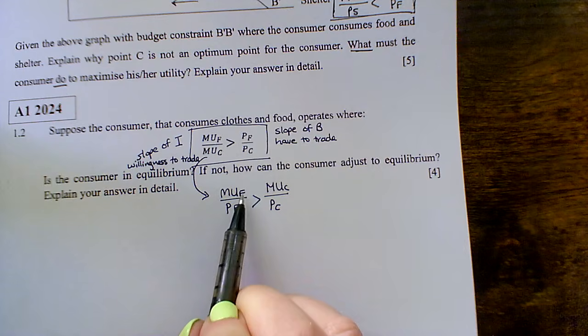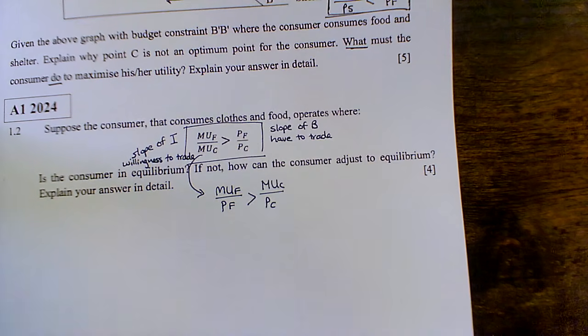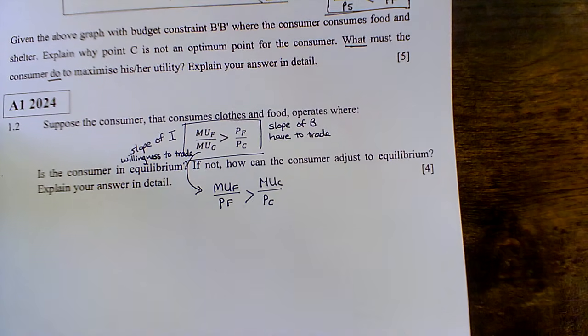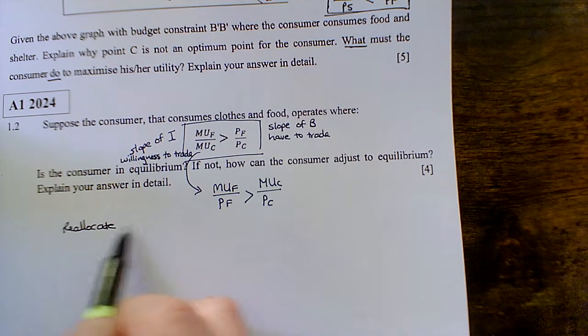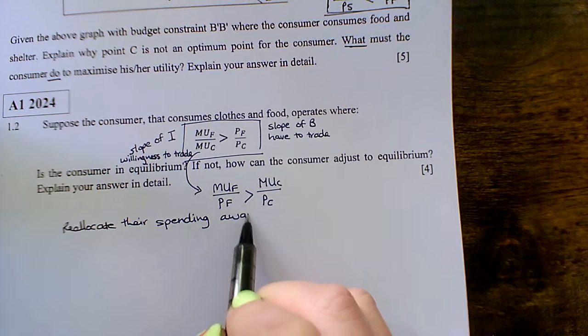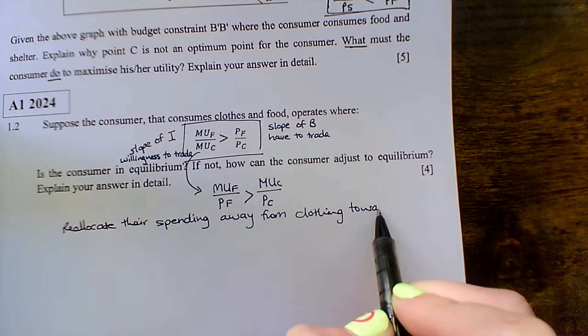In other words, food currently offers greater additional utility for each additional rand or dollar, whatever monetary unit, spent on it. That is greater than the additional utility that would have been obtained from spending a bit more on clothing. So food currently offers the cheaper utility. It makes more sense for this consumer to reallocate their spending away from clothing towards food.